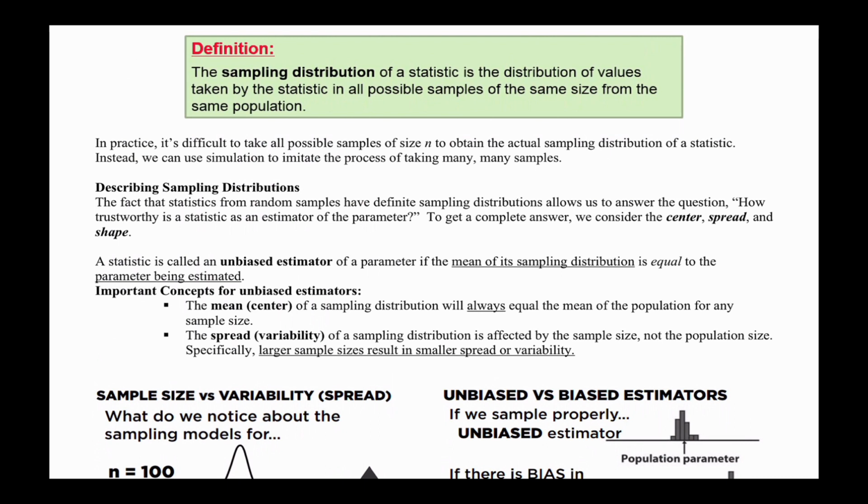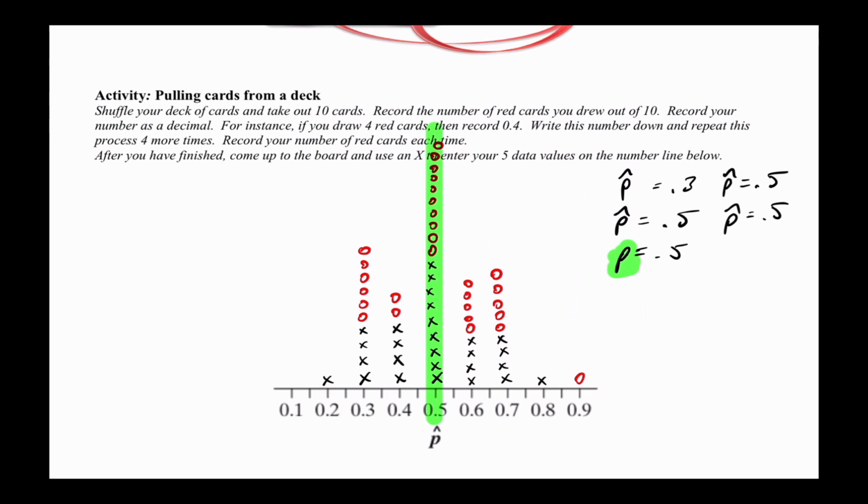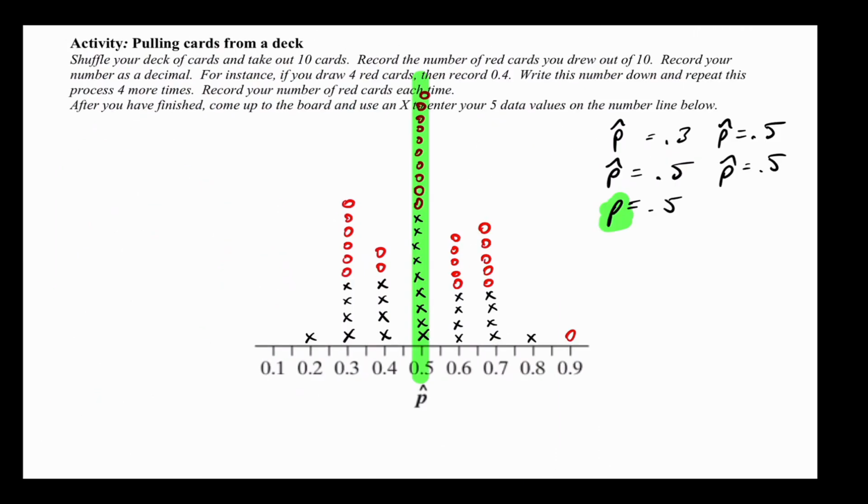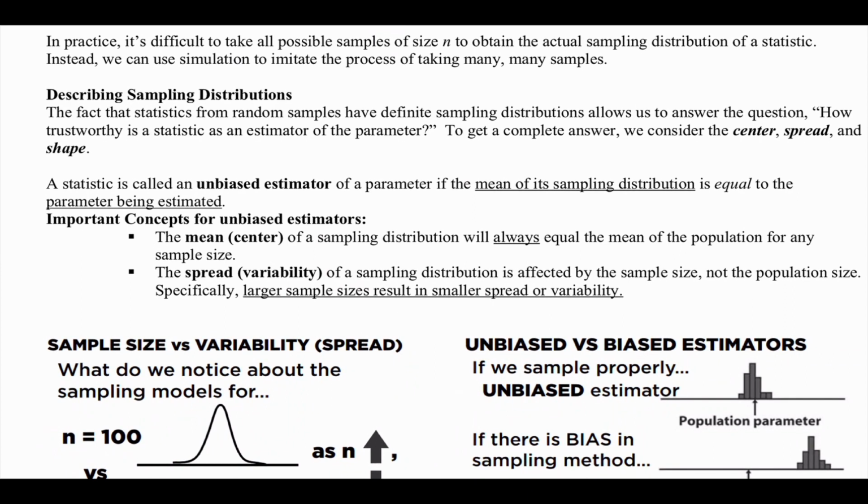Okay? A statistic is called an unbiased estimator if the mean of its sampling distribution is equal to the parameter being estimated. In other words, if I was to take and add up all of these 60 values, 0.2 plus 0.3 plus 0.3 plus 0.3 plus 0.3 plus 0.3 plus 0.3 plus 0.3 plus 0.4, 0.4, 0.4, add up all those values and divide by 60, and get something very, very close to the true answer, we call it unbiased. This is the answer it should be. Half of the cards are red, half of the cards are black. So that's what we call an unbiased estimator of the parameter, okay?